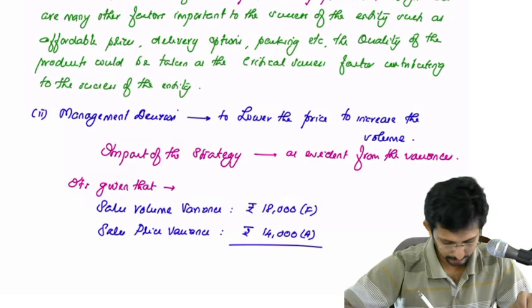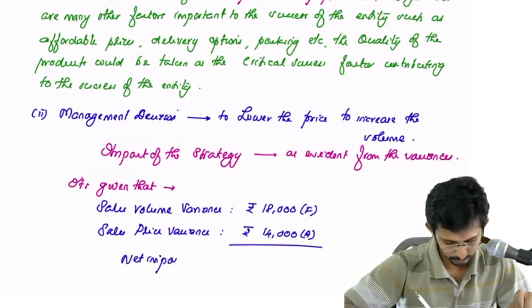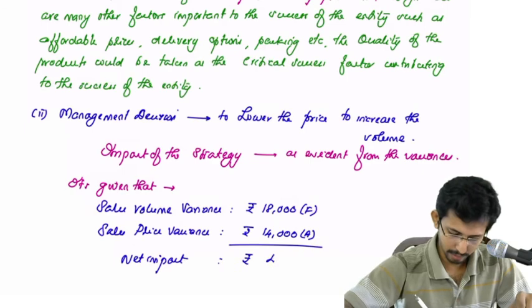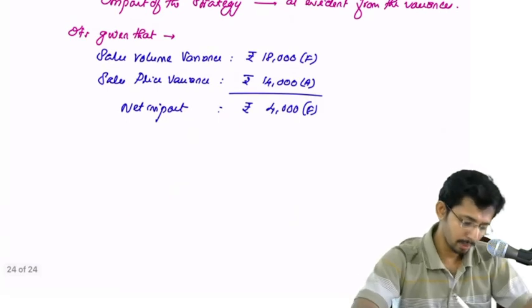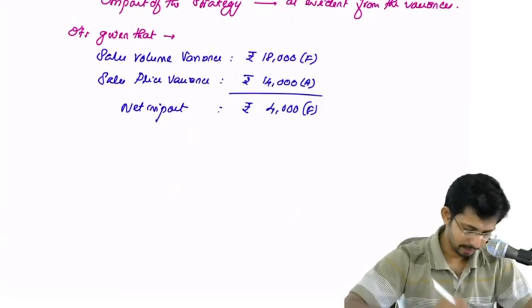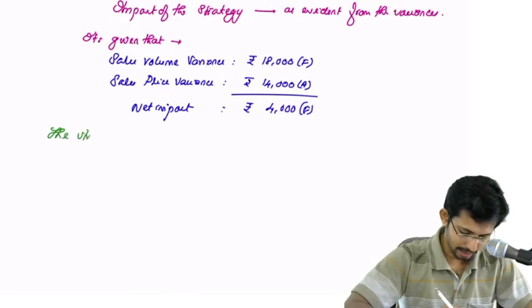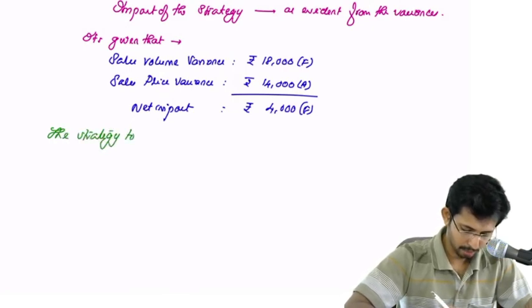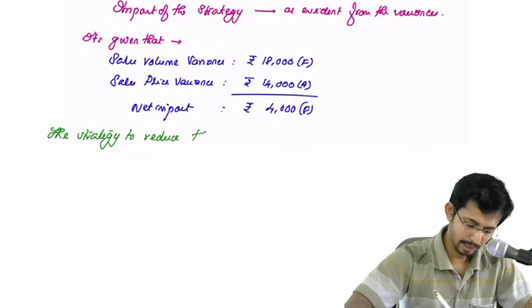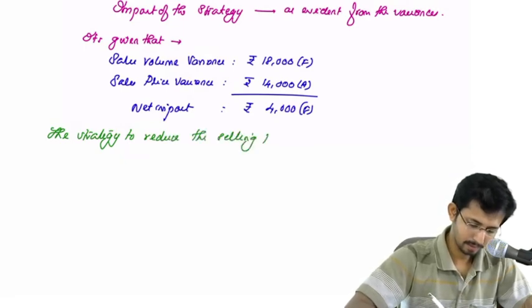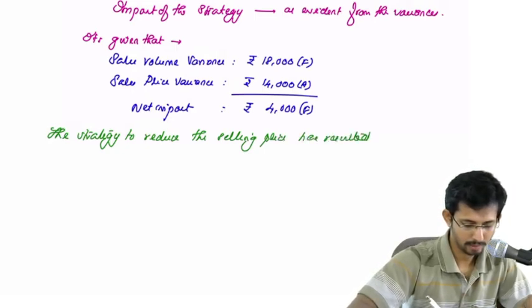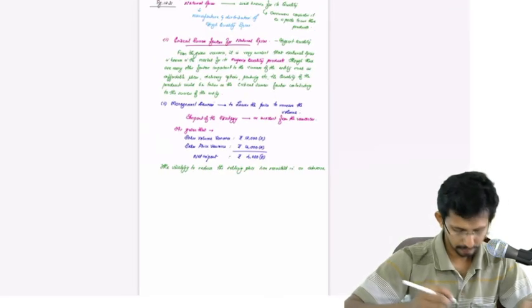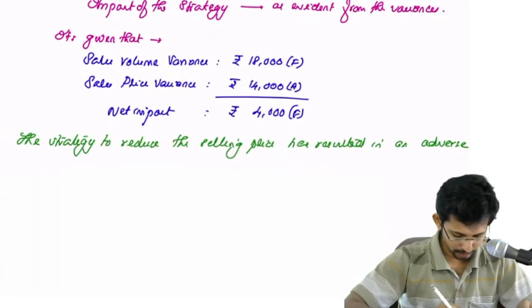What is the net impact? Net impact is rupees 4,000 favorable. Okay, so what can you conclude here? The conclusion is the strategy to reduce the selling price has resulted in an adverse variance, adverse sales price variance.